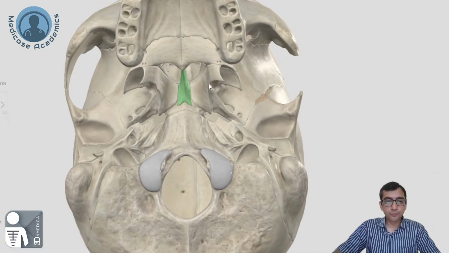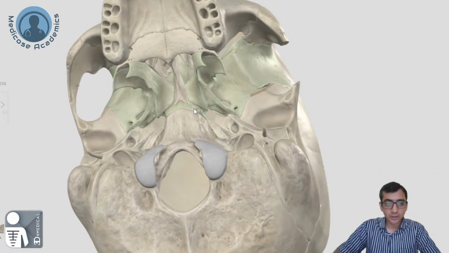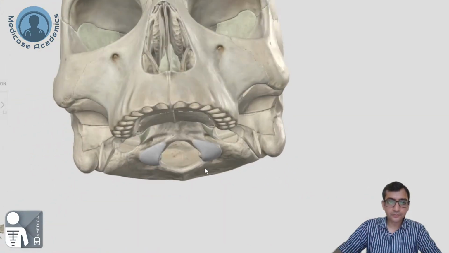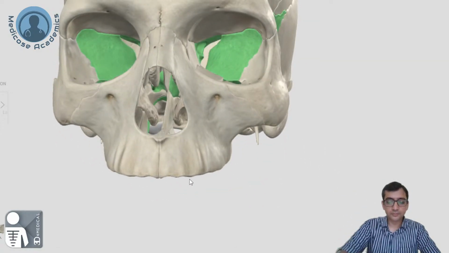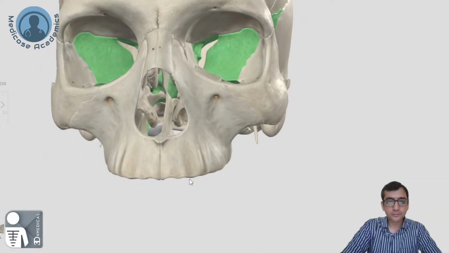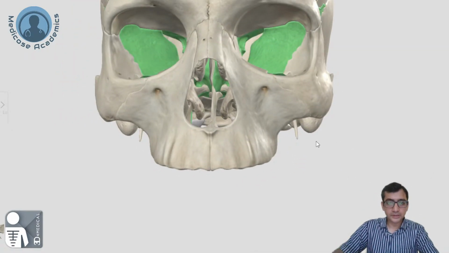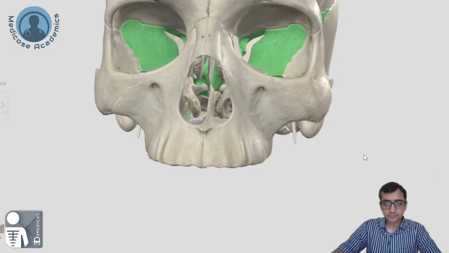In this aspect, we see a pair of bones that are part of the sphenoid bone. A lot of sphenoid bone is seen here. These two plates, let me get it straight.